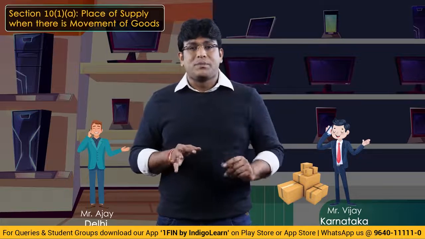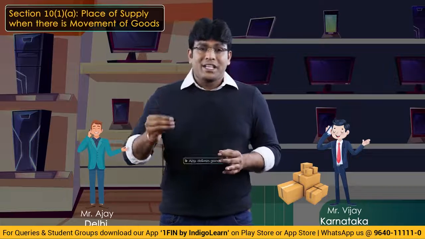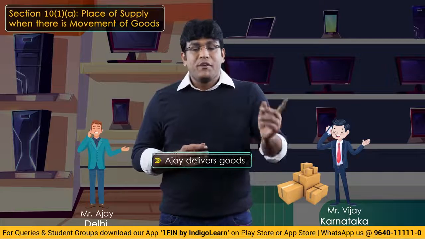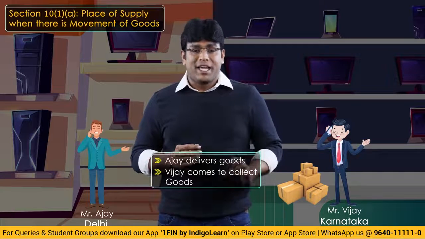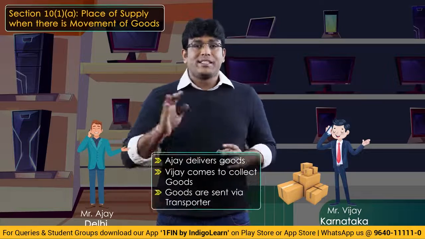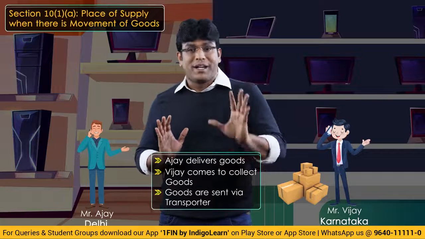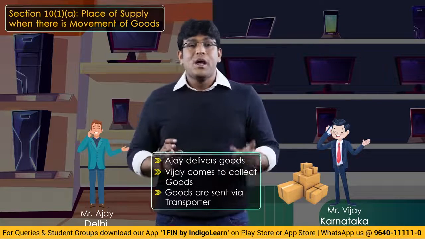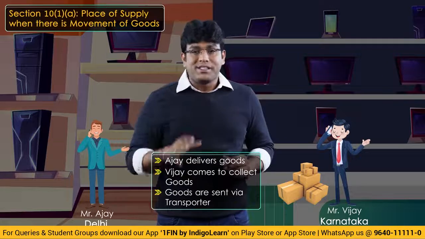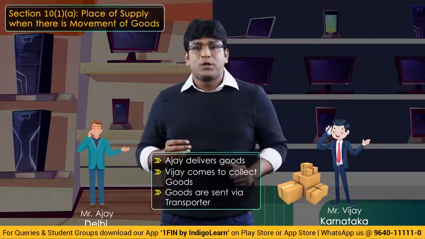Now there are 3 possibilities how that movement can happen. That is, number 1, Ajay himself is sending that goods to Vijay. Second possibility, Vijay is coming to the place of Ajay and then taking that goods. Third possibility, Ajay is sending that goods to Vijay through a transporter. Correct, my dear friends? So there is a possibility that movement of goods can be done by the supplier or by the recipient or by a third person. Third person is nothing but a transporter.